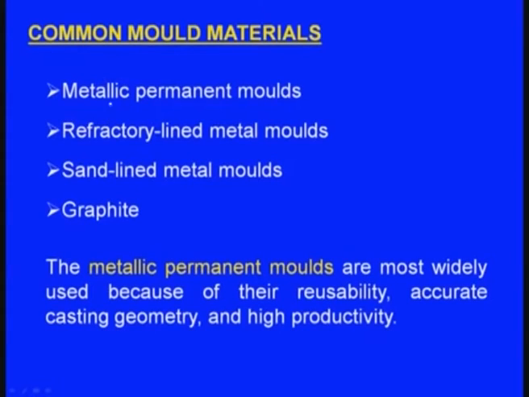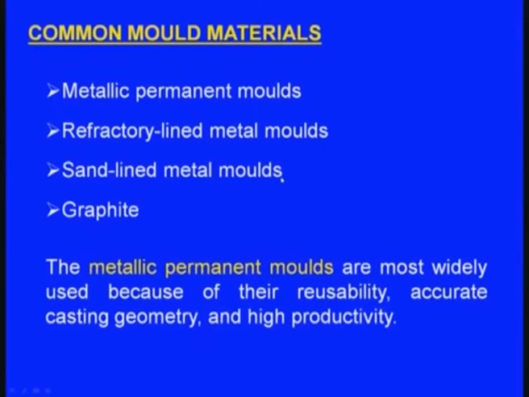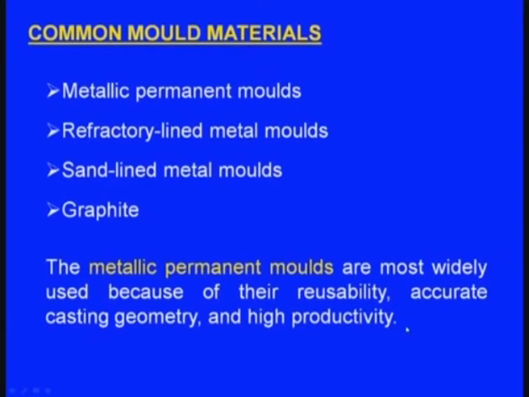Common mold materials. First, the most common mold material is the metallic permanent molds. So, these are widely used. Next one, refractory lined metal molds. Next one, sand lined metallic molds, and finally graphite molds. The metallic permanent molds are most widely used because of their reusability, accurate casting geometry and high productivity. So, these are the common mold materials. Among these, metallic molds are widely used.